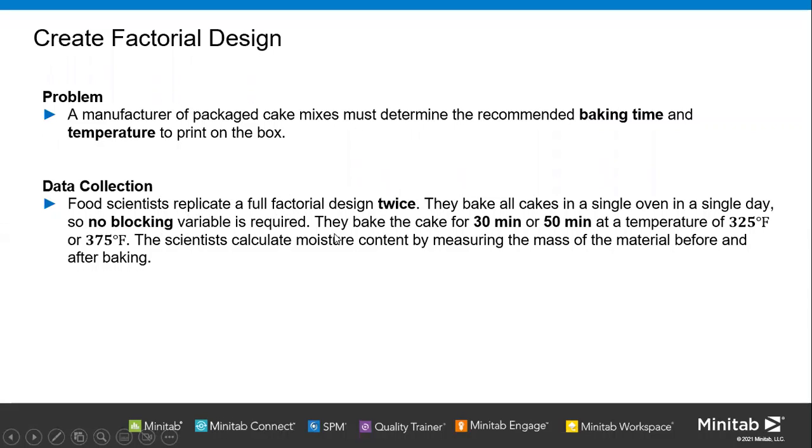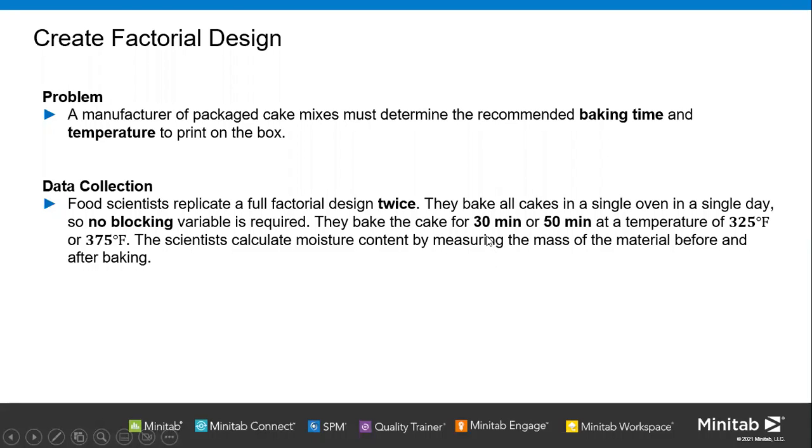Then they bake the cake for 30 minutes and 50 minutes. So for baking time, they provide 2 levels. The first is 30 minutes, and the second, the high level, is 50 minutes. And then the temperature is 325 Fahrenheit and 375 Fahrenheit. The scientists calculate the moisture content by measuring the mass of the material before and after baking. So they will measure the Y; your response is moisture.